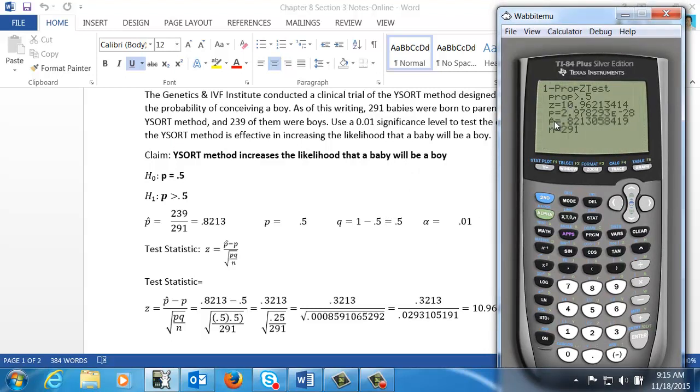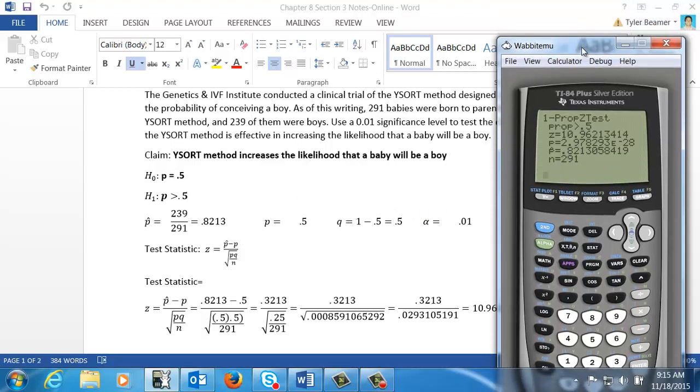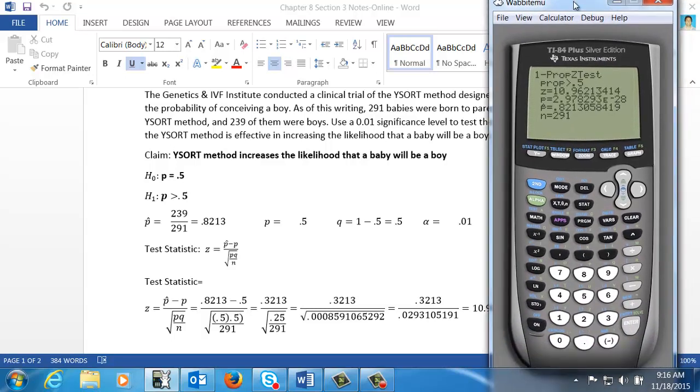So we also have our p-value. That is listed here under p. Notice that this is e to the negative 28, so we have a really small number, basically close to 0. And we have our p hat, which is our sample proportion, the proportion of boys that we had out of our sample. Notice that number is the same. And we have our n value, which is 291. So you have all of the information there. You just need to interpret it.